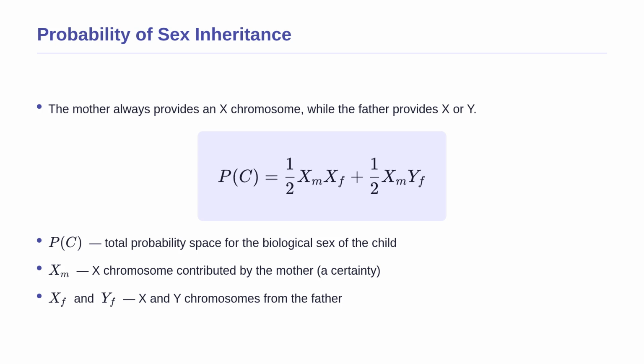P(C) represents the total probability space for the child's sex. X_M is the mother's X chromosome, a certainty. X_F and Y_F represent the father's possible contributions. The fraction 1/2 shows the father's 50% chance to pass on either chromosome. If the frequency of Y-bearing sperm were to increase, the probability of a male child would increase proportionally.